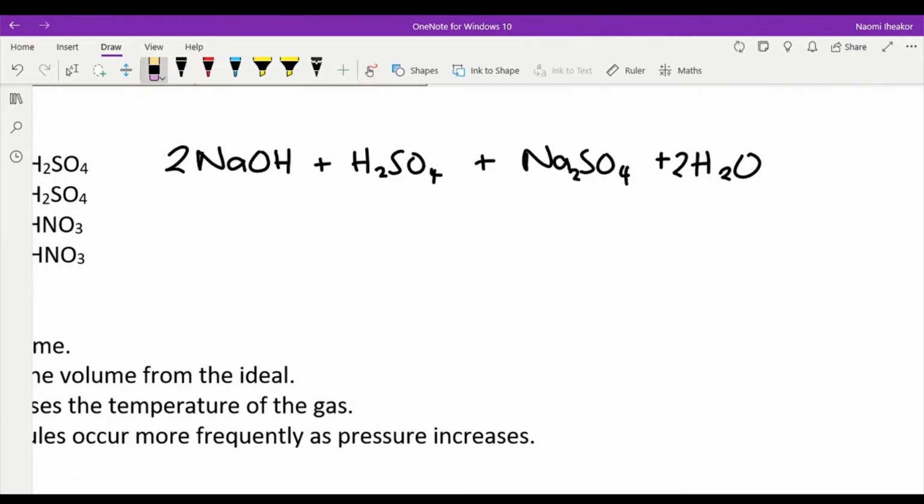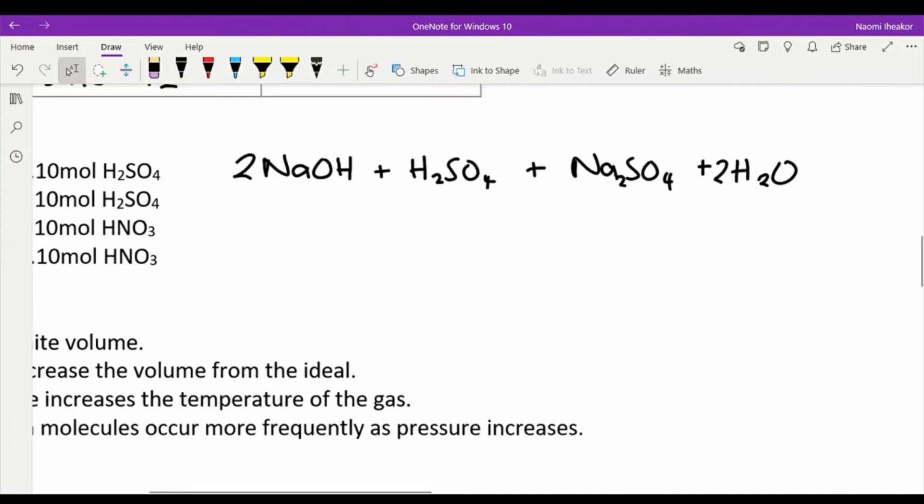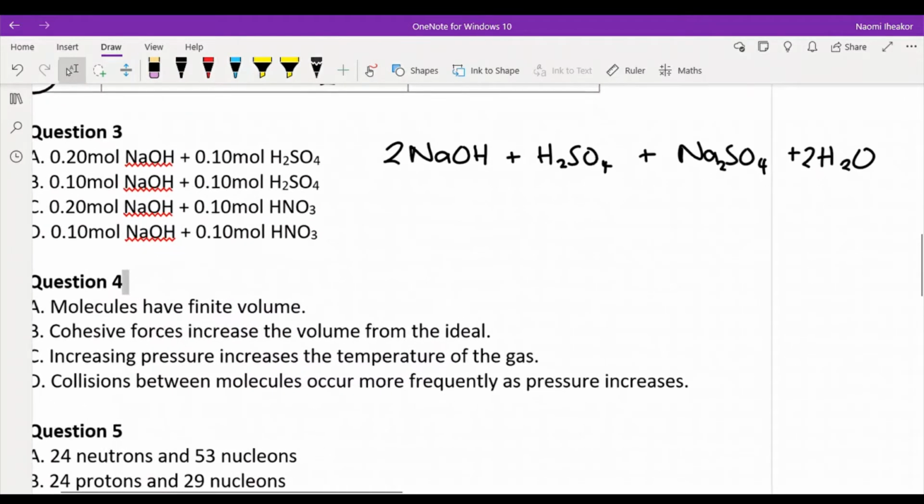So that means the ratio of our reactants is we need a ratio of 2 sodium hydroxides to 1 sulfuric acid. Oh, I just realized I popped a plus there. That should be a yield arrow. But so this is our reactants ratio or reagent ratio. So we need 2 sodium hydroxides for every 1 sulfuric acid.